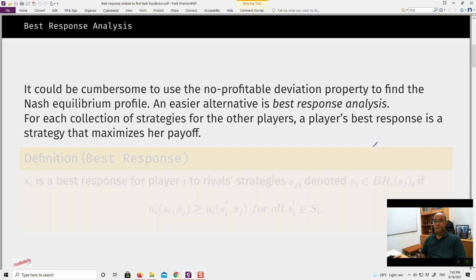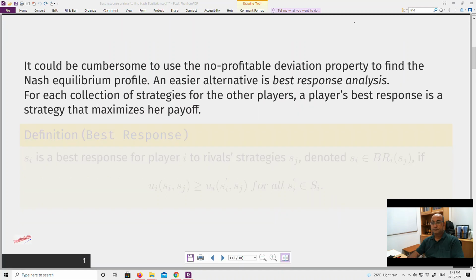It is very easy to do. So how do we define best response? Best response is a particular strategy for, say, player I that maximizes her payoff against the collection of strategies of the player J. So this gives me the best possible payoff.